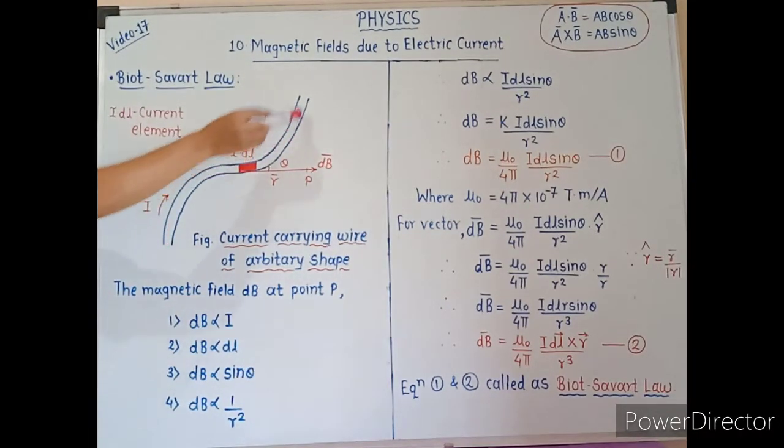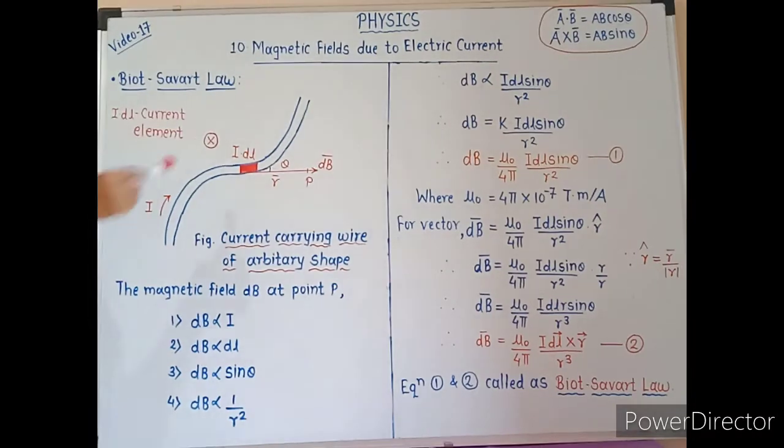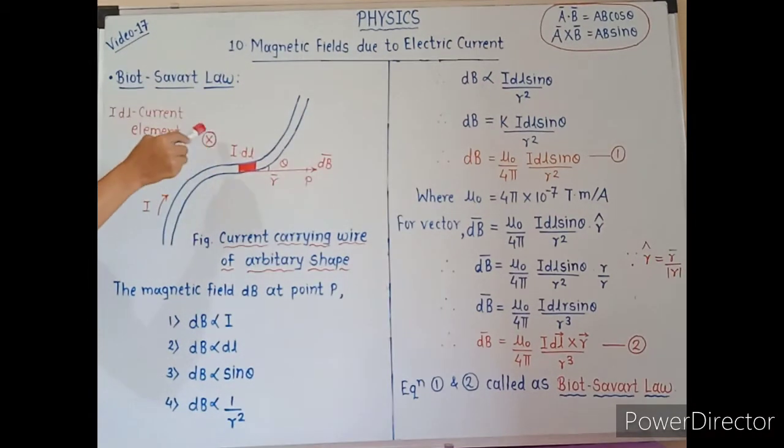This is the current carrying wire of arbitrary shape. That is, current I is flowing through this wire, and this wire is made up of a very small element of length dl. This cross sign shows that the magnetic field is in inward direction.